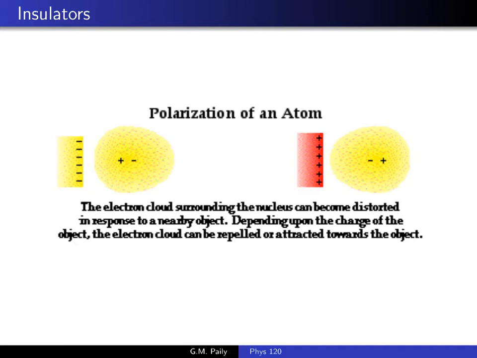Notice that because we are dealing with a single atom of the insulator, the electrons aren't free electrons, they are bound to the atom, but they can distort their distribution.